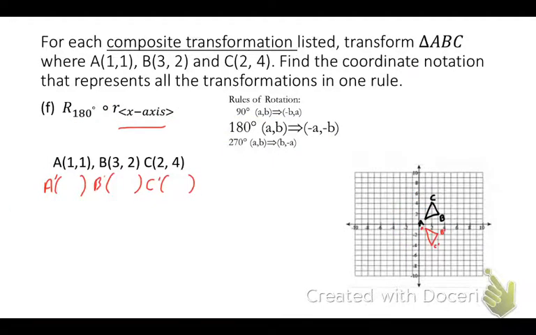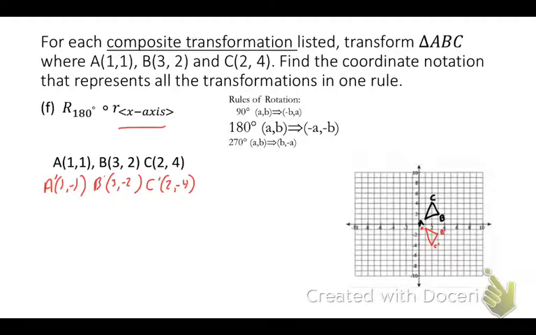In this example, we're reflecting across the x-axis first, sorry, I misspoke, and then we're rotating it 180 degrees. So to reflect it across the x-axis, we just need to change our y-coordinates to be negative. So this point (1, 1) becomes the point (1, negative 1). The point (3, 2) becomes the point (3, negative 2). And the point (2, 4) becomes the point (2, negative 4).